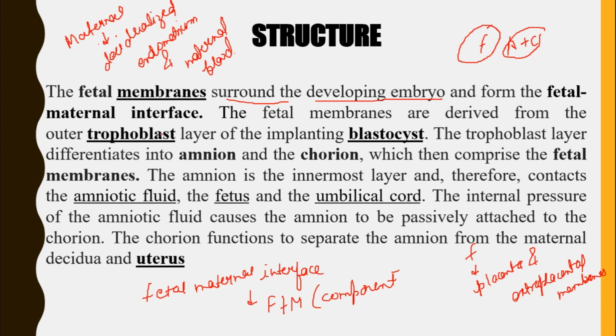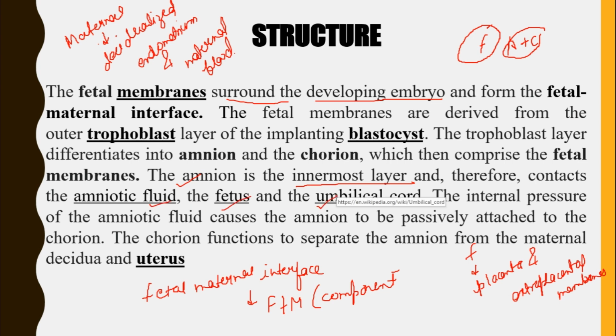The trophoblast layer differentiates into amnion and chorion, which then comprise the fetal membrane. The amnion is the innermost layer, therefore it contacts the amniotic fluid, fetus and umbilical cord.